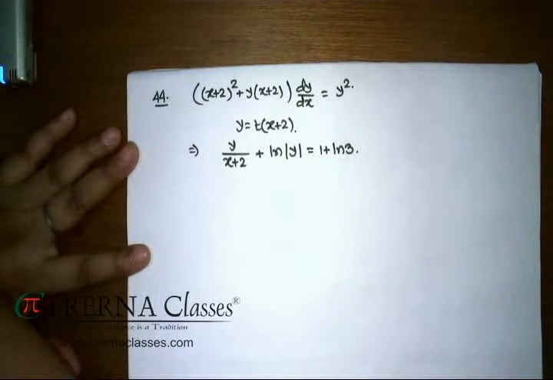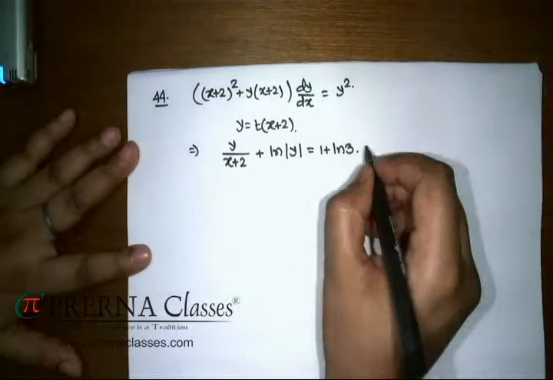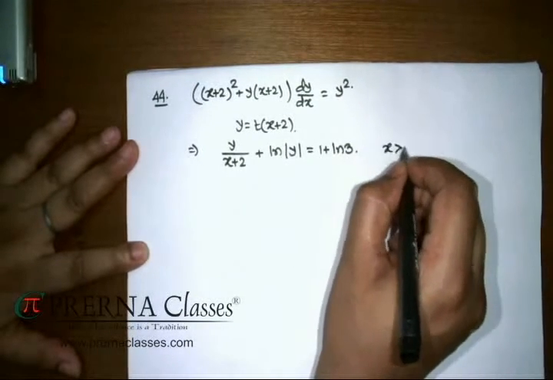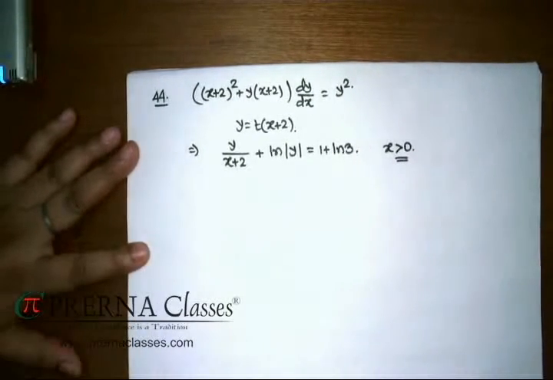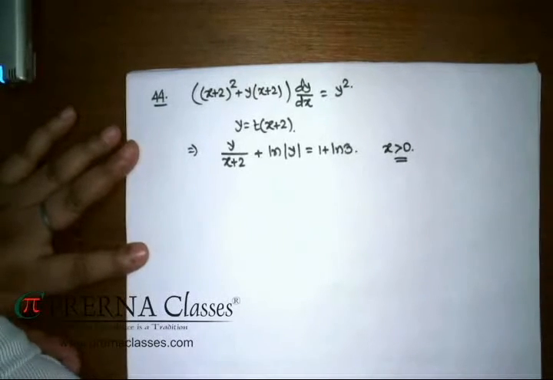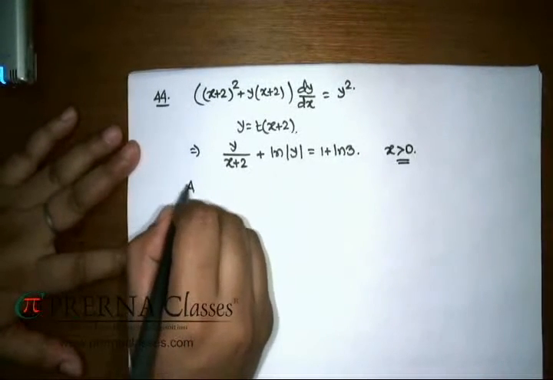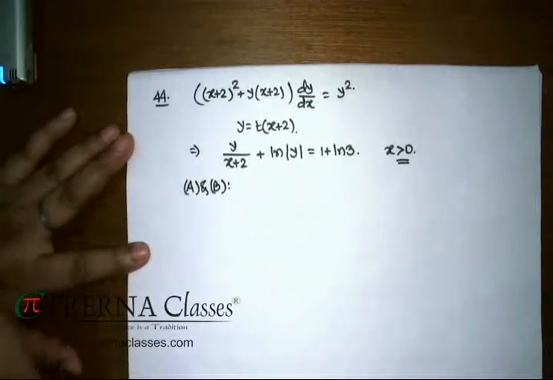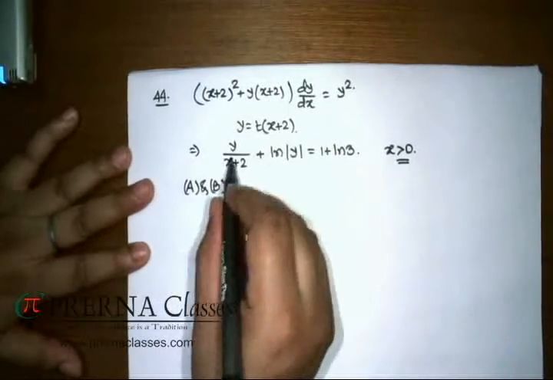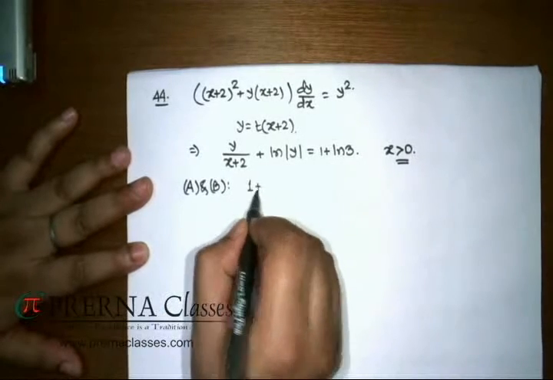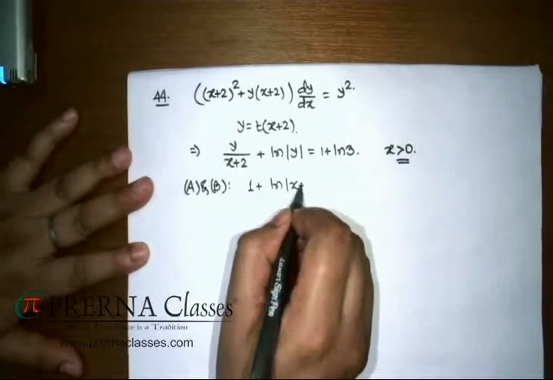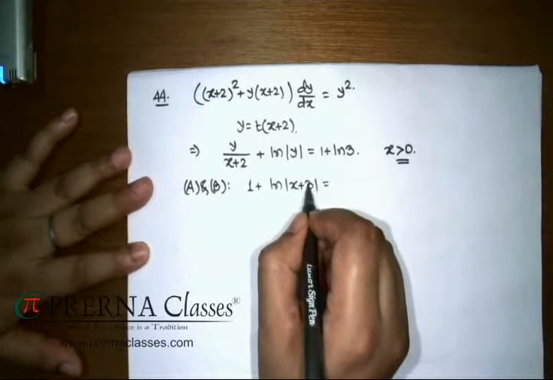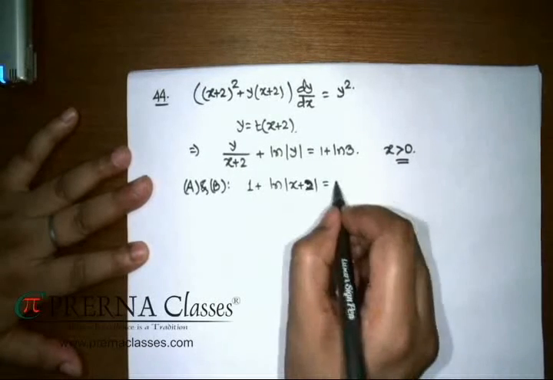Here you can use the concept of integration because it's given that (1, 3) lies on this curve, and you have to solve this particular problem for x greater than 0. Now let's deal with the options one after another. Let's deal with A and B together because they are related to a similar thing. I am going to solve this with y equal to x plus 2, so clearly this is going to be 1 and this is going to be this much. This is x plus 2.